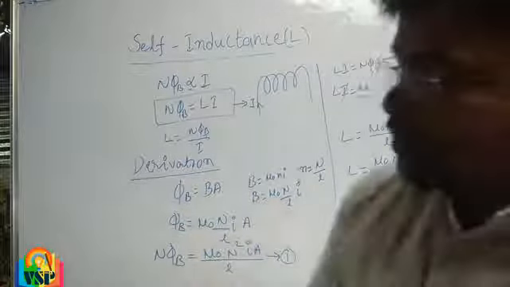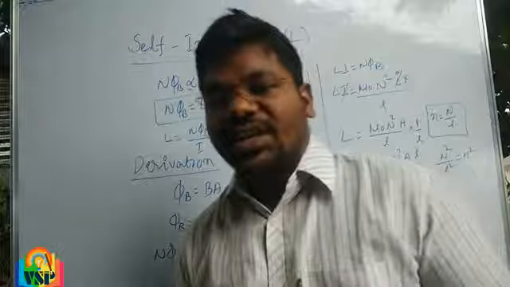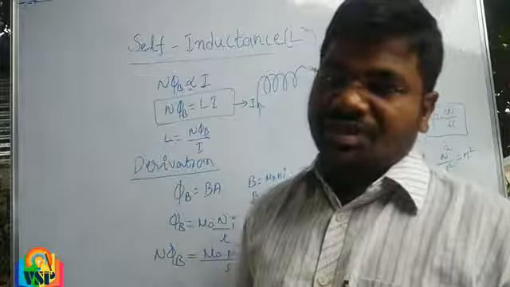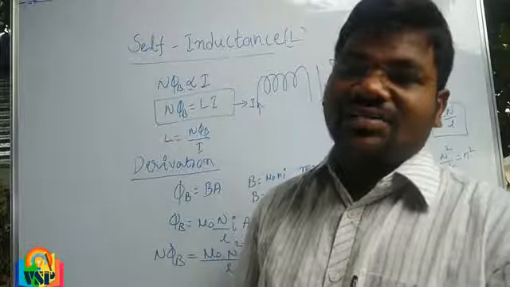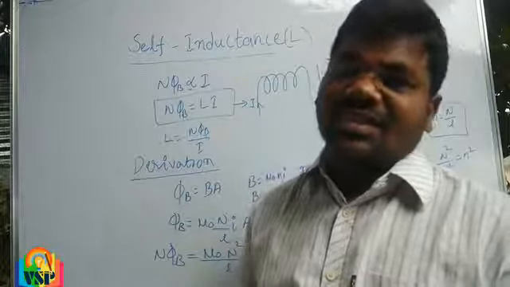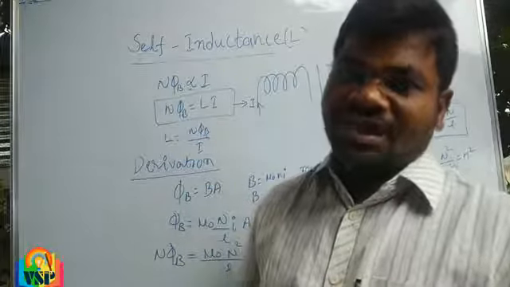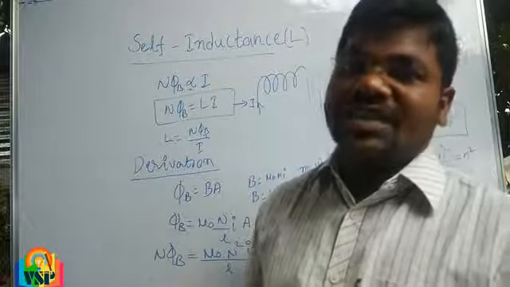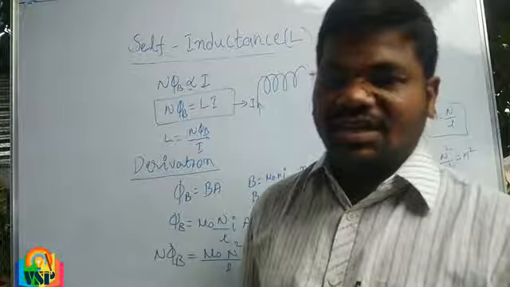Self-inductance means whenever current passes through a solenoid, it produces a magnetic field. The magnetic field passing normally to the surface gives magnetic flux. The magnetic flux linked with the same coil produces an induced EMF, which we call back EMF. That opposes any changes in the given coil, and we call this self-inductance.